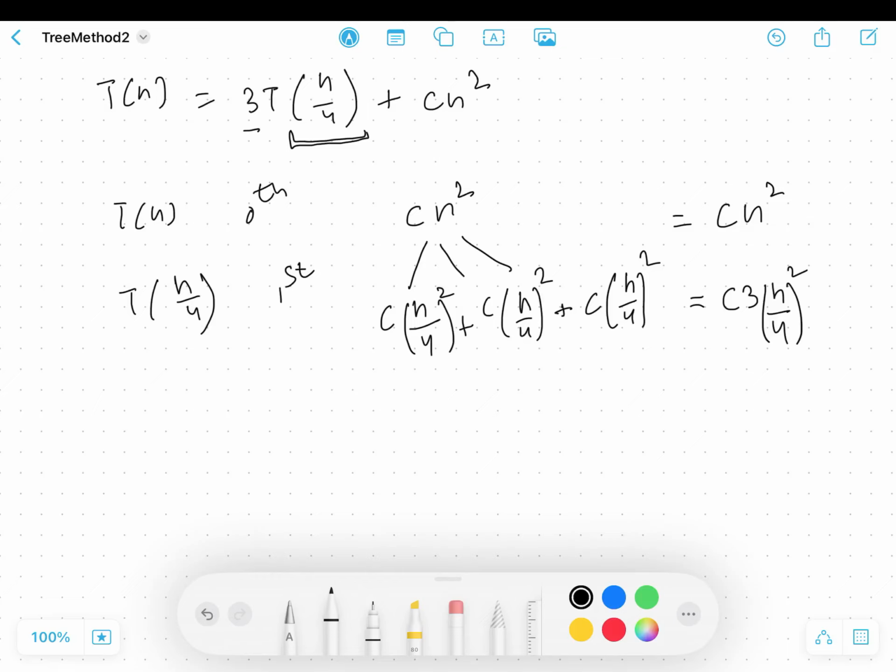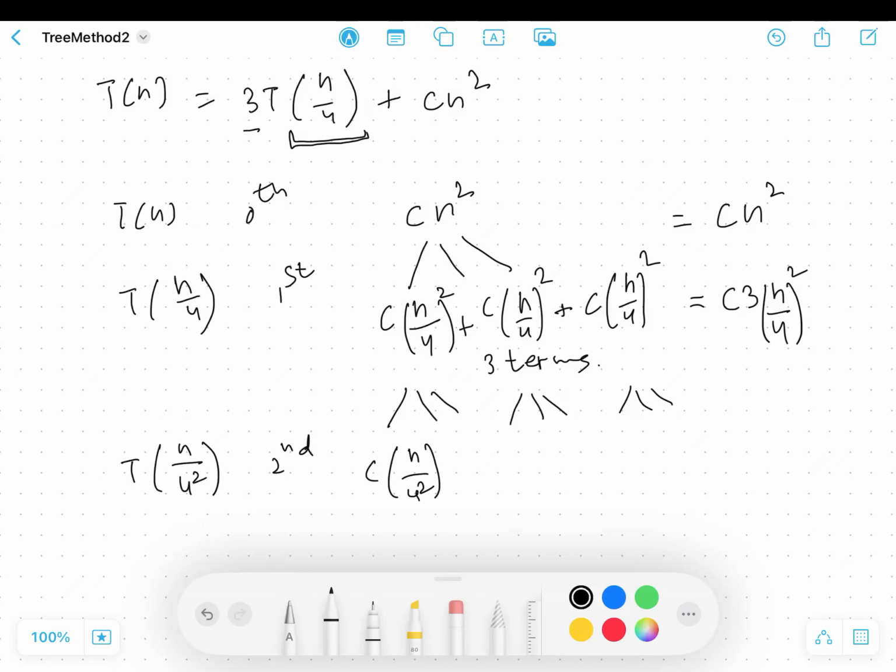Okay, now at the next level, every problem is being divided by 3. So these were 3 terms. Next, we will have 9 terms. So if we do the second level, it will be n upon 4 square, and we can say n upon 4 square, right?